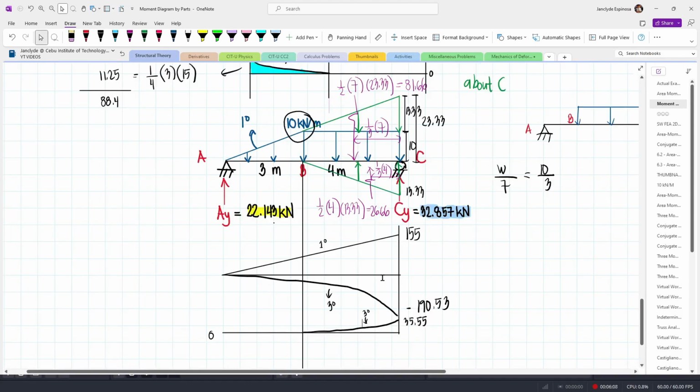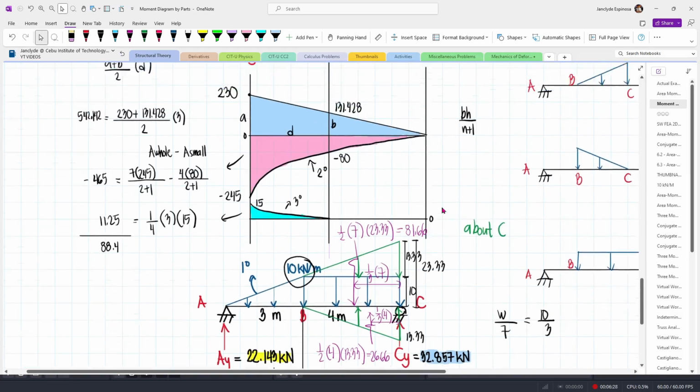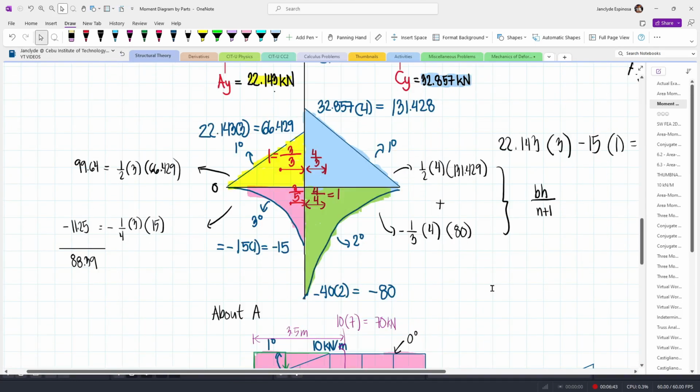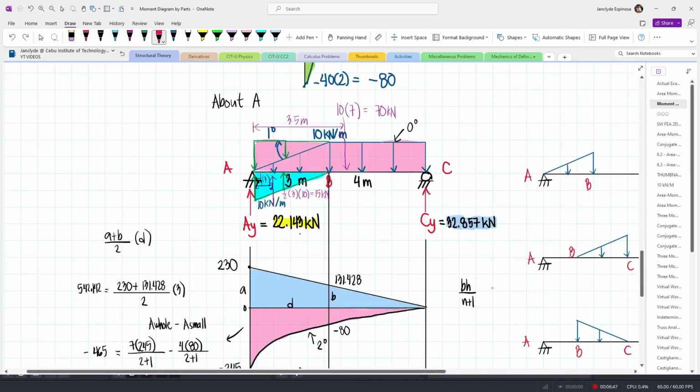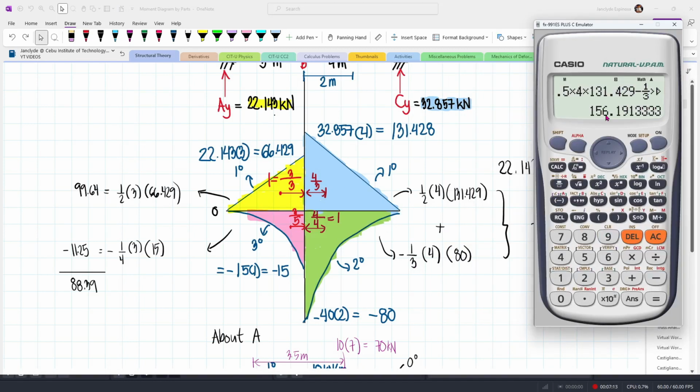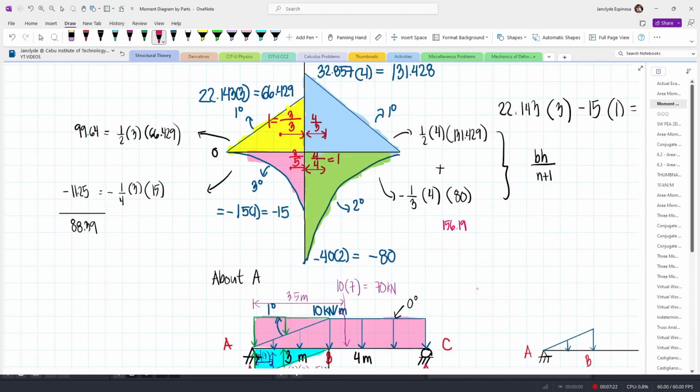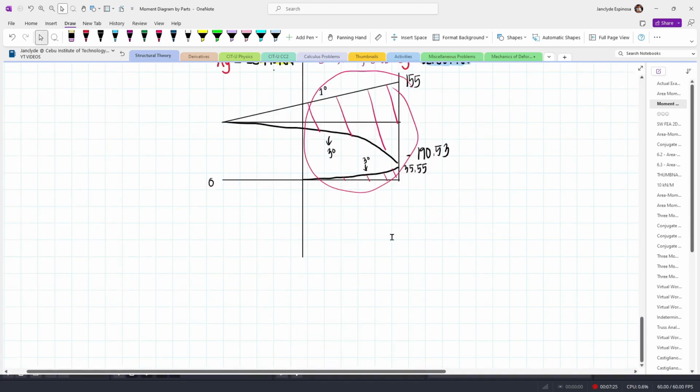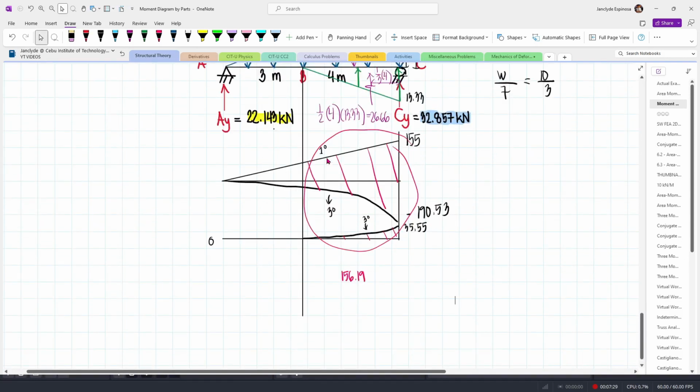Now if you want to verify this moment diagram by parts, then you can actually solve this area plus this one. The total of these areas must be equal to this area. For this one, if you add both of these, 1/2 times 4 times 131.429 minus 1/3 times 4 times 80, we have 156.19. Let's just copy this one and move that here.